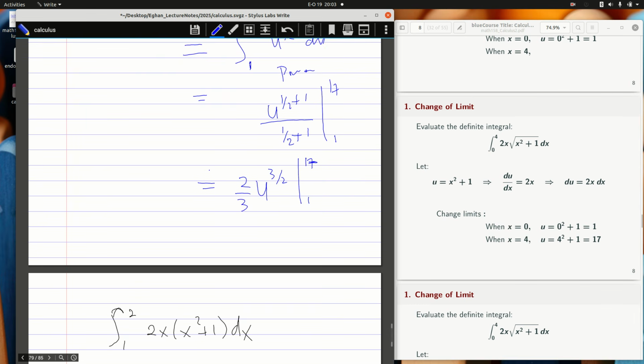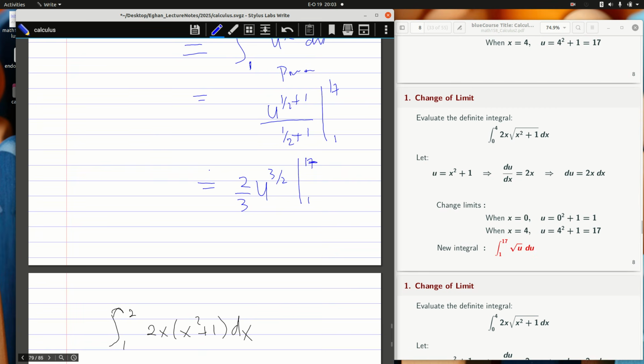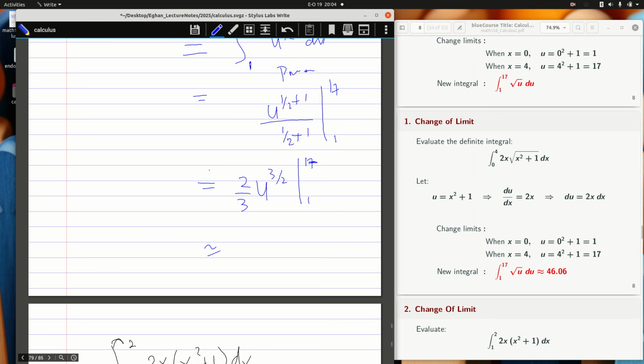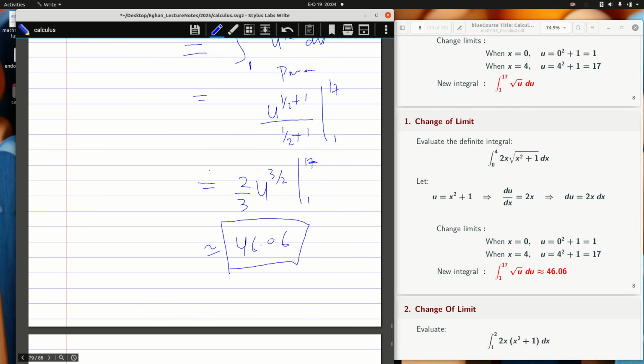You can quickly do the substitution, and then whatever you get, it will still be in terms of u. Then what do I get for my final answer here? I had 46.60. Please take your time and do the substitution to see if you're going to get what I'm expected to get here.